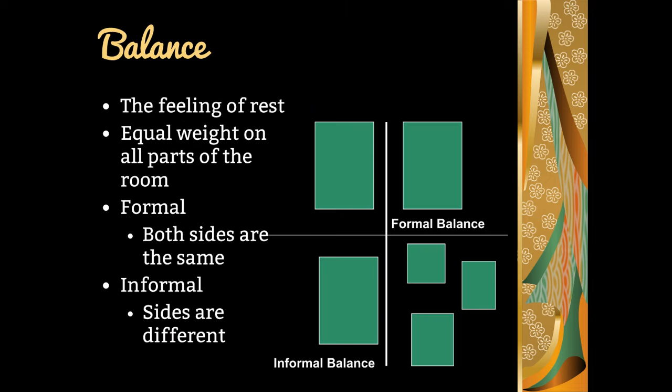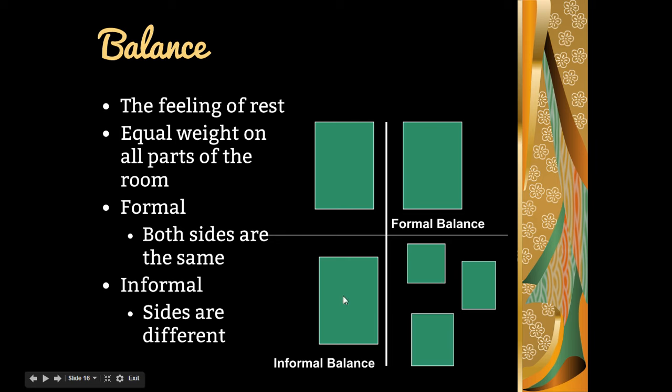Then we have balance, which is the feeling of rest, equal weight on all parts of the room. And we have formal, where both sides are the same. And then we have informal, where the sides are different. So here is a formal balance, all right, where it's exactly equal on both parts of the room. This is called informal balance, which is not a bad thing, where you have one big block on one side and then you have little blocks on the other.